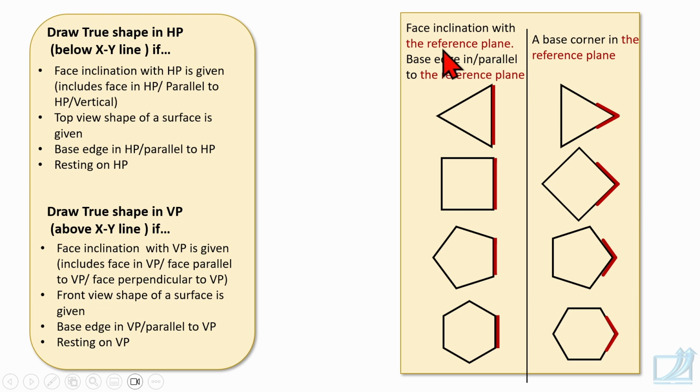Also, when face inclination with the reference plane is given, including face in HP or parallel to HP, then we draw the true shape of base in this orientation. And if a corner is in the reference plane, then we draw the true shape of base in this orientation.